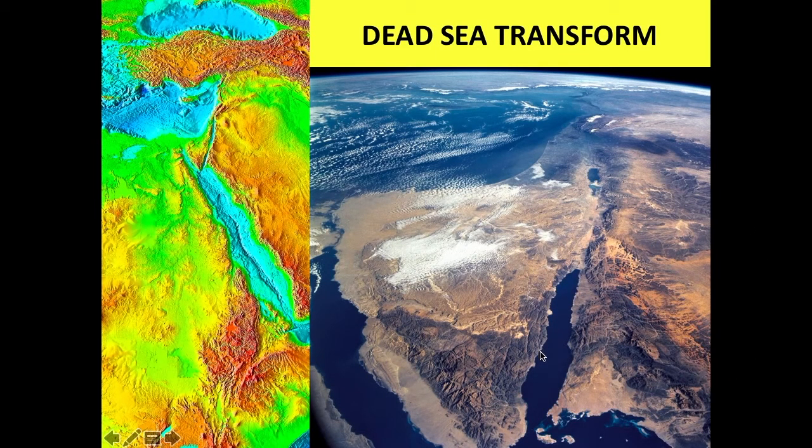Here's a satellite view of that Dead Sea Transform Fault. You can see the fault moving along here. There's the Dead Sea. This view here showing the topography, shaded relief map. Again, this fault really stands out in the topography. I think you can see the North Anatolian Fault as well.